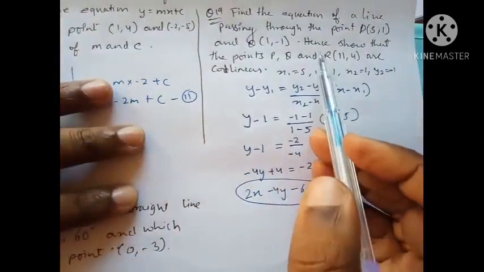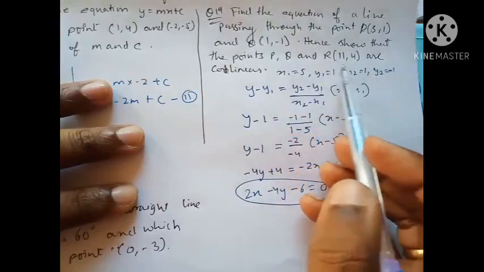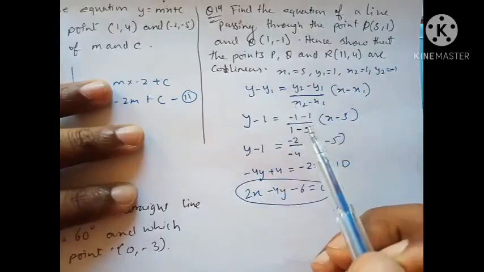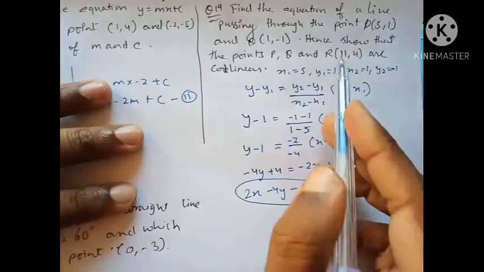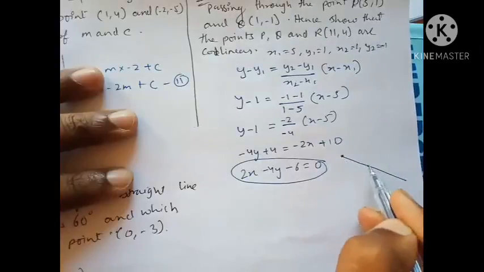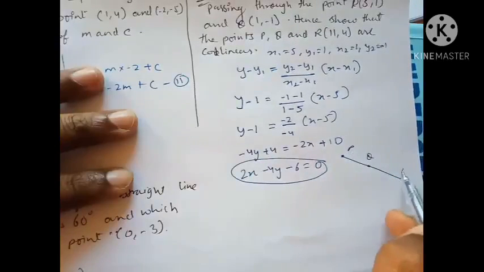But there's something else. Hence show that the points P, Q and R are collinear. I have to show that they are collinear. How can I show that? So I'll take point R. For example, this is the line. This is P, this is Q, and this is R.